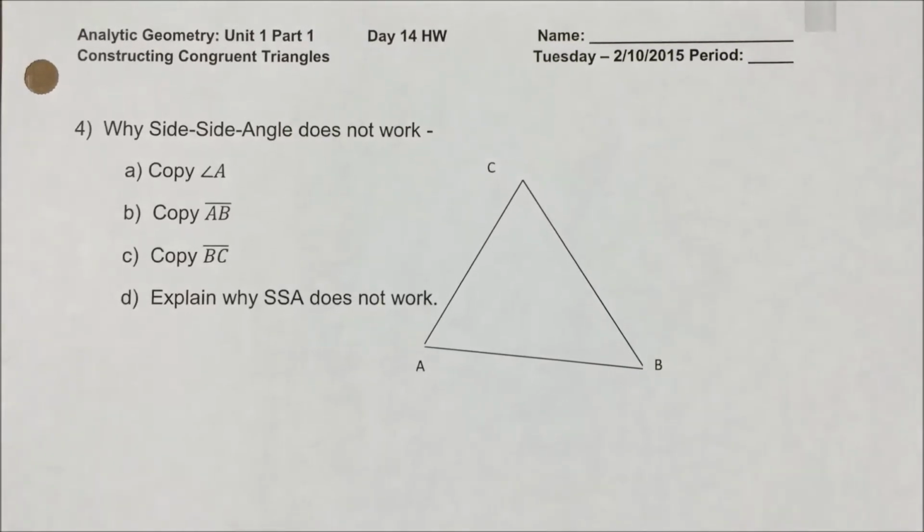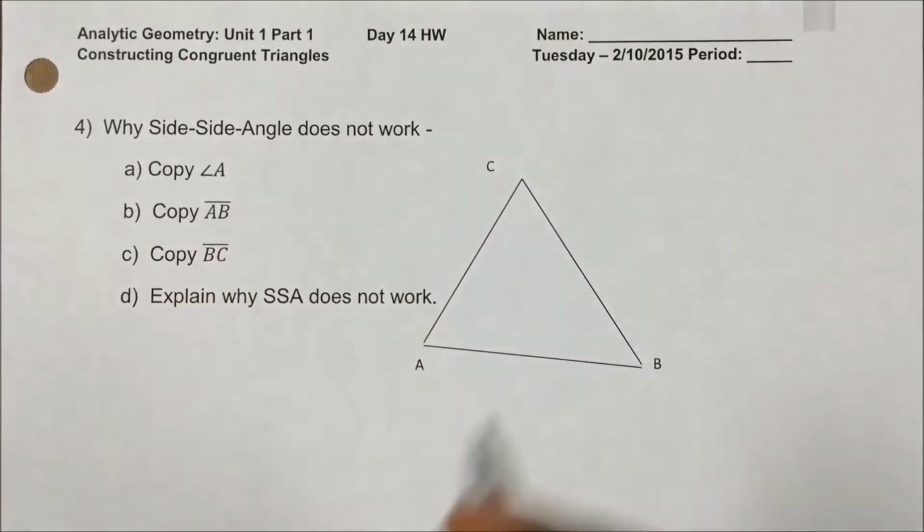Okay, this is part 4 of our lesson on constructing congruent triangles. In this video, we are going to explore why the side-side angle set of information does not guarantee congruent triangles, all right? Why it does not work.